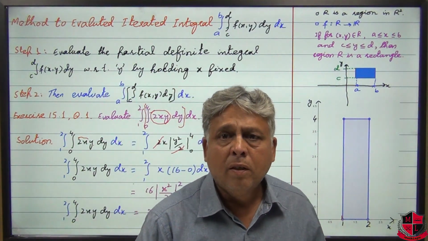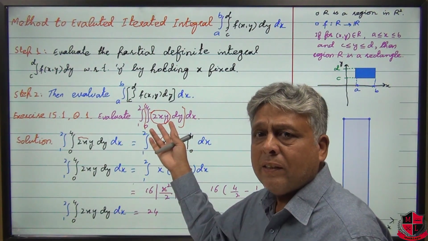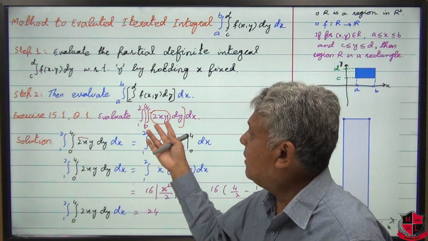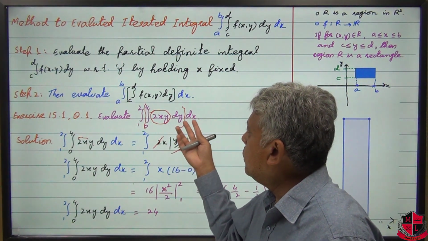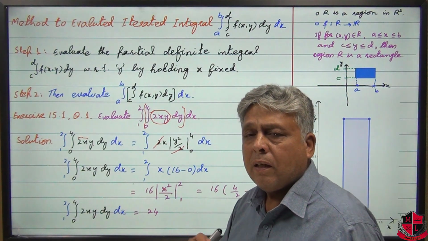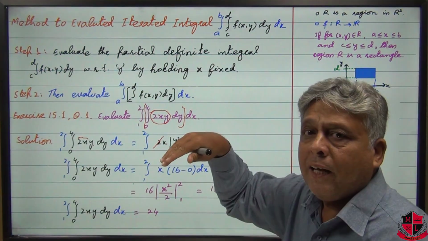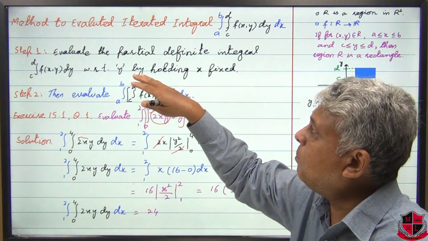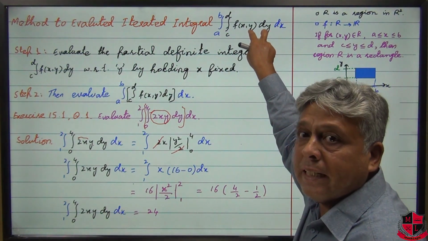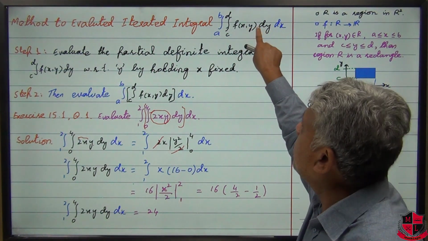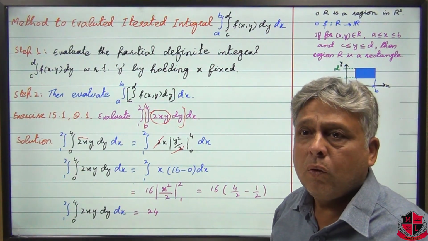This we have evaluated the iterated integral, in which the inner integral is the partial definite integral with respect to y, and the outer integral is to integrate with respect to x. What am I going to do next? Guess it. Your guess is right. I am going to tell you the method how to evaluate the iterated integral, in which the inner integral is the partial definite integral with respect to x and the outer integral is to integrate with respect to y.